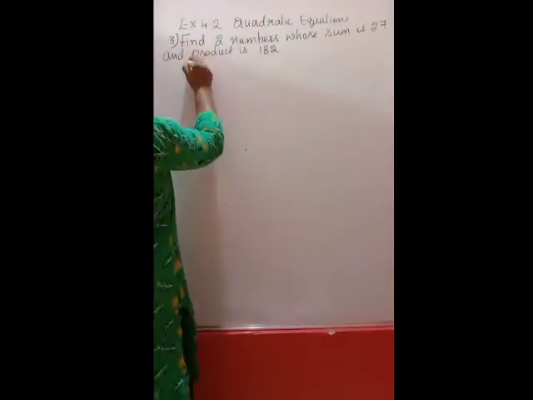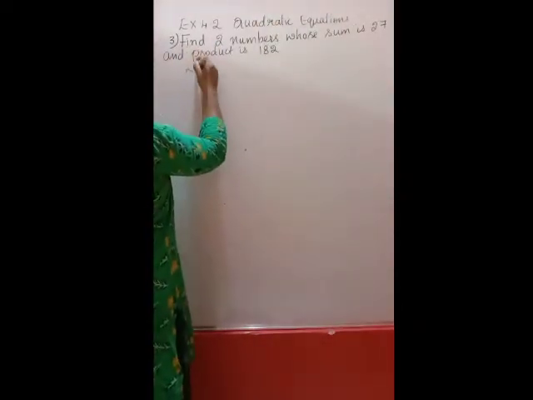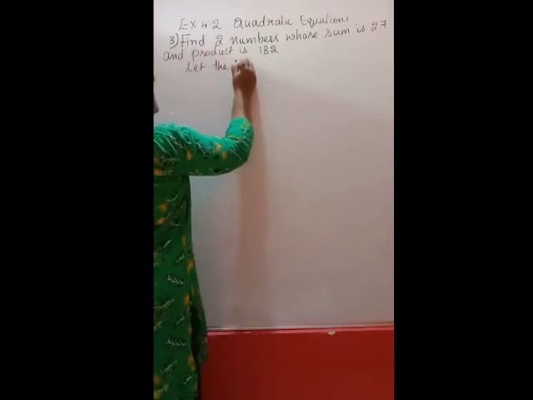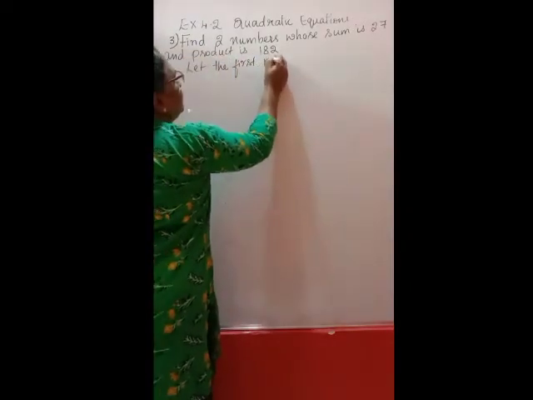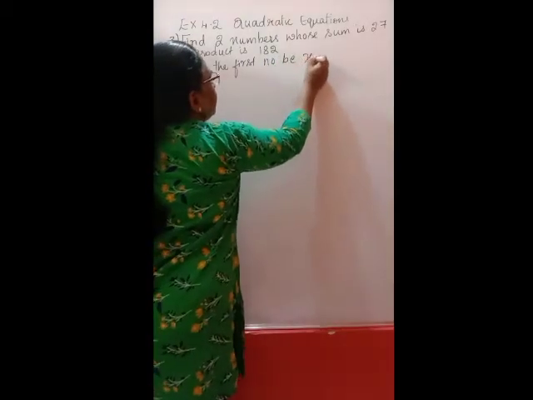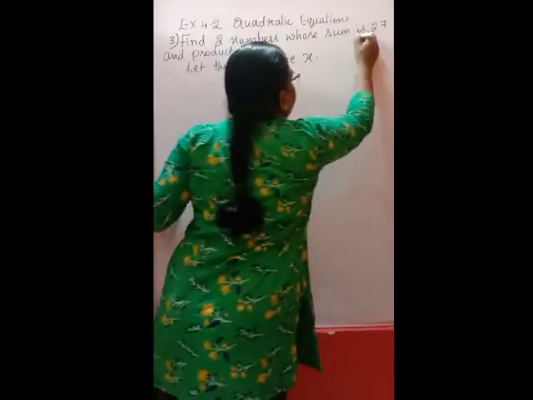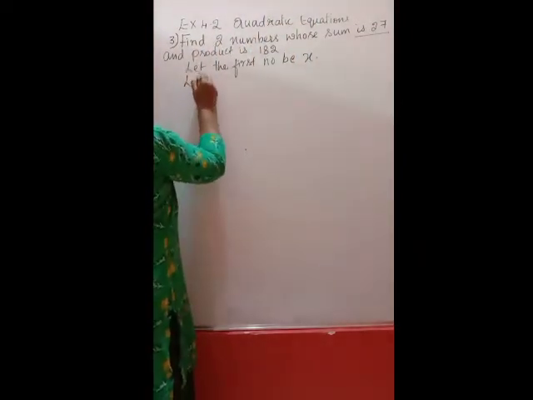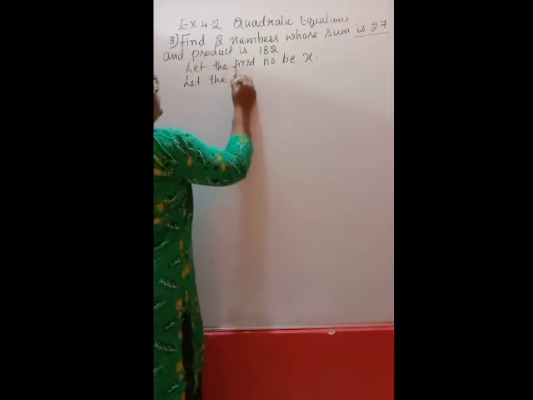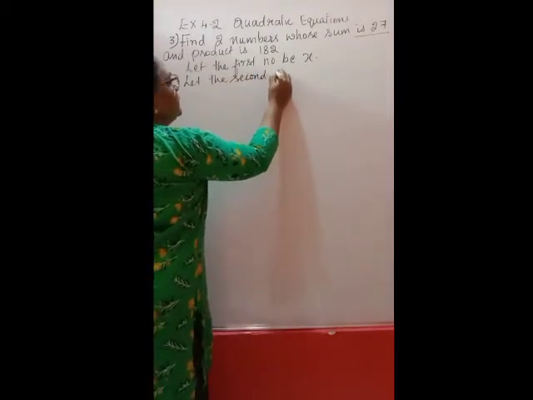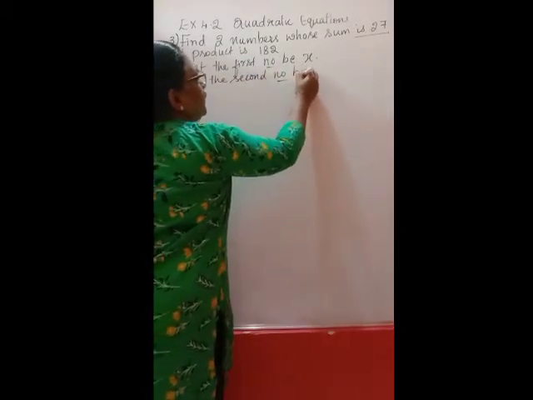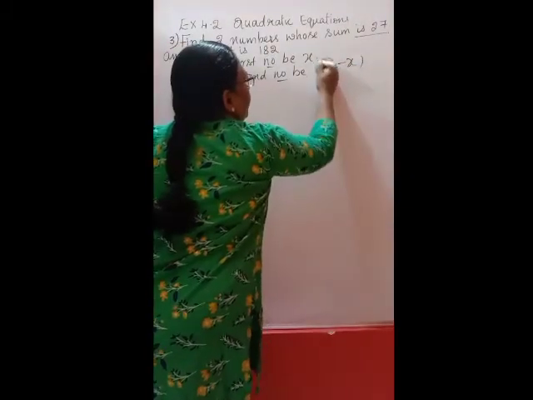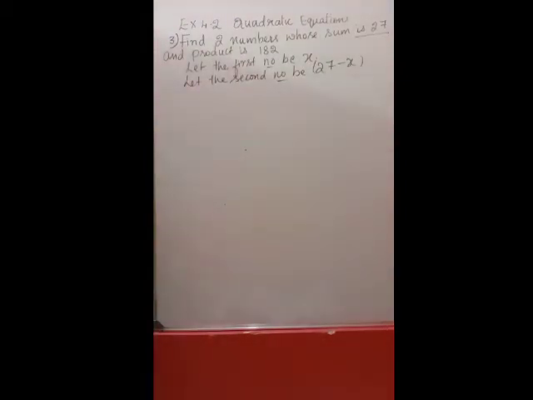Now I will call the first number as, let the first number be x. Okay, their sum is given. Sum means when you add those two numbers you will get 27. Therefore, let the second number be whatever is the total. From the total you subtract the first number. That will give you the remaining, which is the second number.